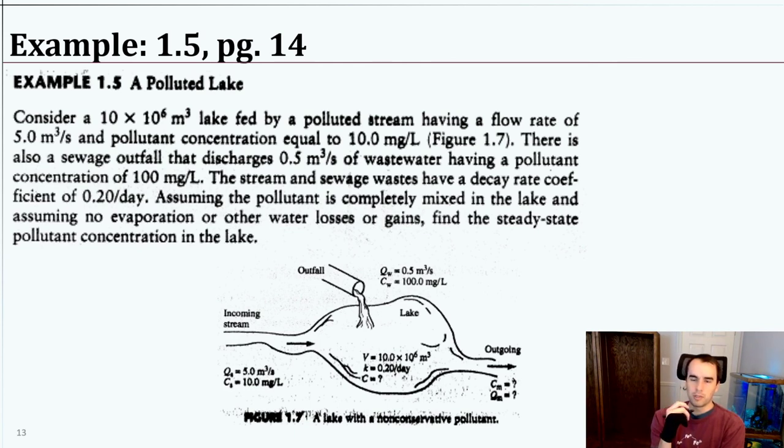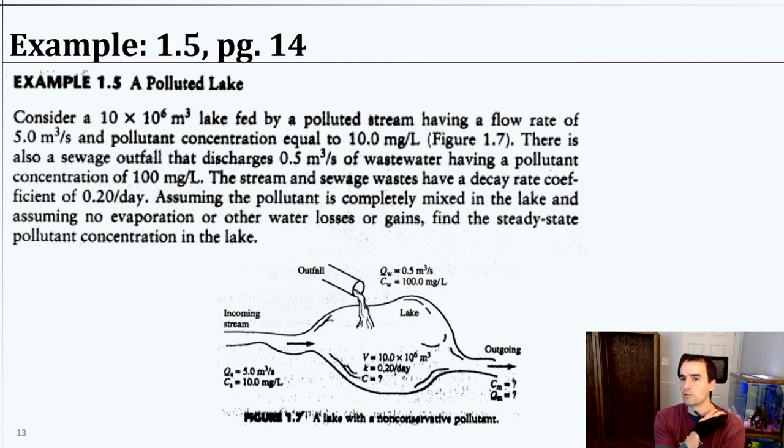We have a polluted lake. It says, consider a 10 times 10 to the 6 cubic meter lake fed by a polluted stream having a flow rate of 5 cubic meters per second and a pollutant concentration equal to 10 milligrams per liter. And we've got that figure here.